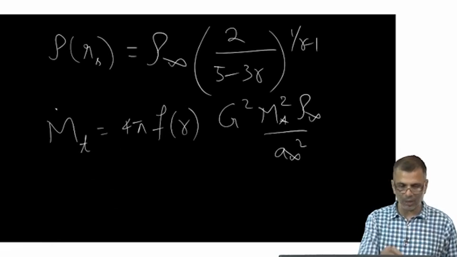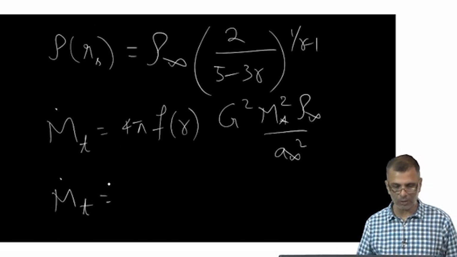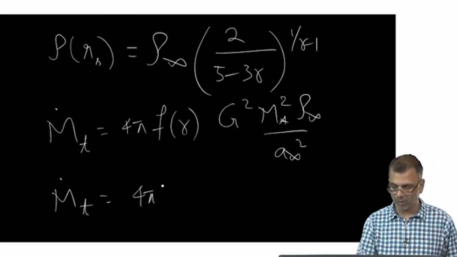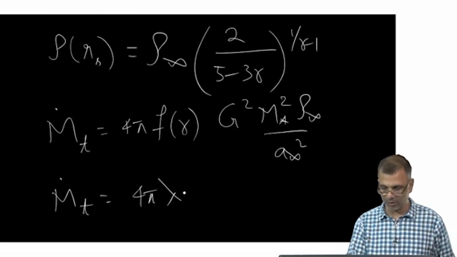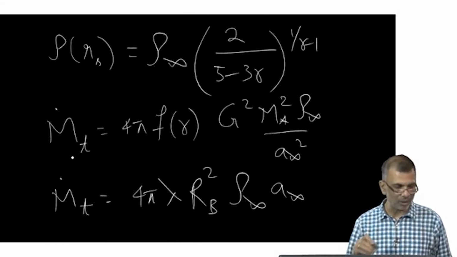This is the same as writing equals 4 pi lambda, where this lambda and this are pretty much the same thing, RB squared rho infinity a infinity. Okay. This and this are the same thing.